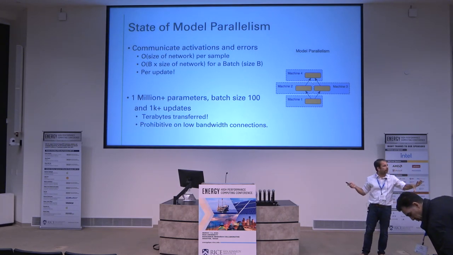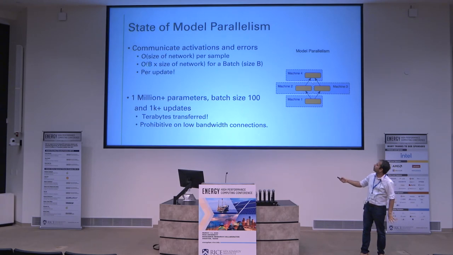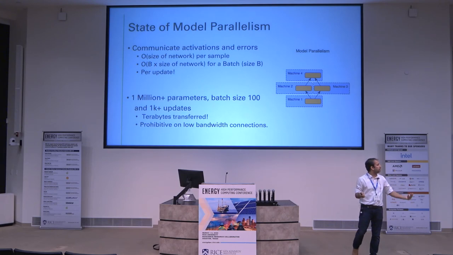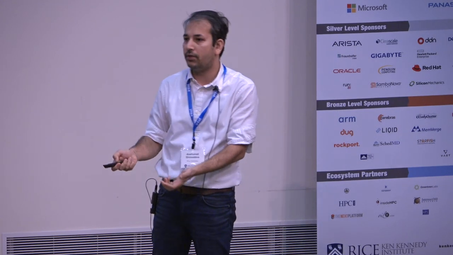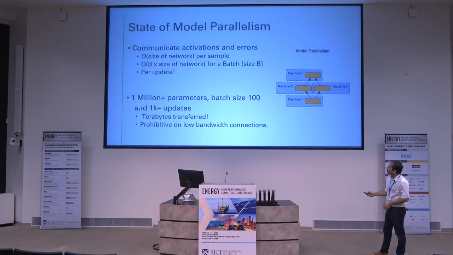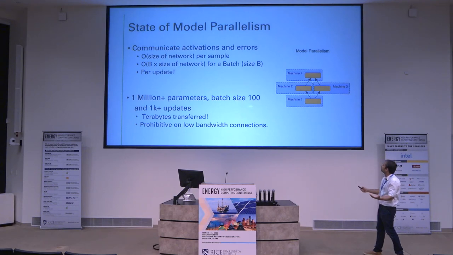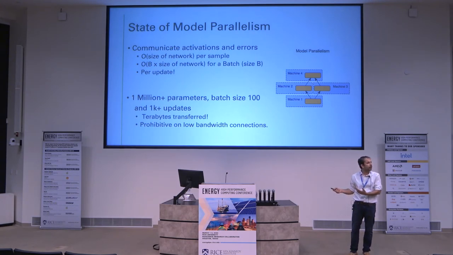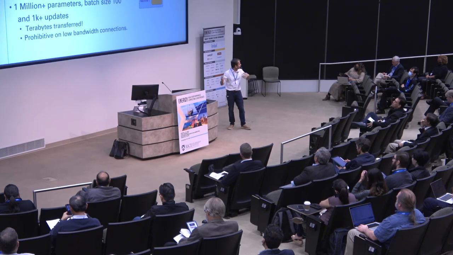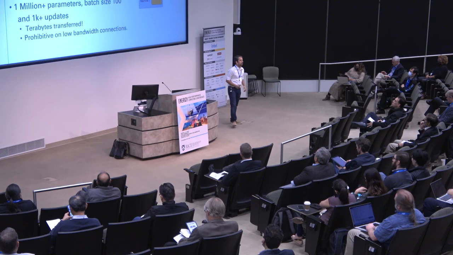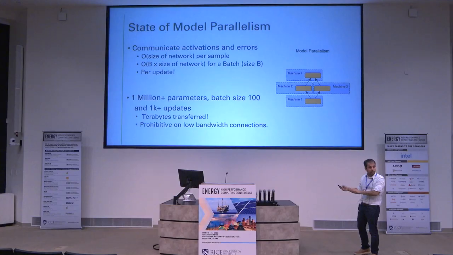And if you're giving me one big batch of data, the communication is of the order of the batch size times the size of the network. Because every data sample gets you different activations, different errors, and so on and so forth. So just a back of the envelope calculation, if you have about a million parameter model, batch size of 100, and you're doing 1,000 plus updates, you're already doing terabytes of transfer. Which is okay if you're on NVLink or something very fast, but if you're on a low bandwidth, this will kill you. So we need a way around this.